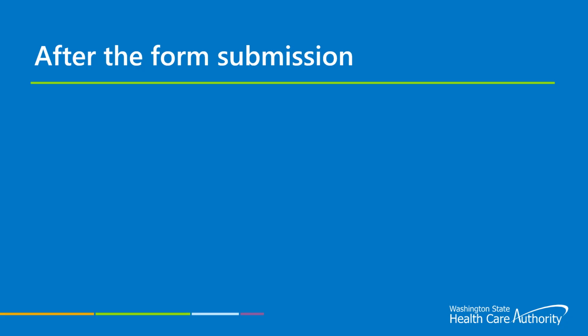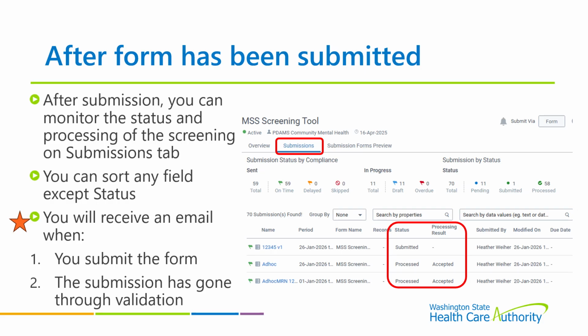Now that you have submitted their screening form, how can you be sure it went through correctly? You will now be able to see the status of your submission. Make sure you are in the Submissions tab, and below you will see the name you gave the screening, and the status will be Submitted, which will change to Processed within a couple of minutes. If you do not see that the submission has been processed after 10 minutes, please reach out to your supervisor so that they can reach out to the Health Care Authority.